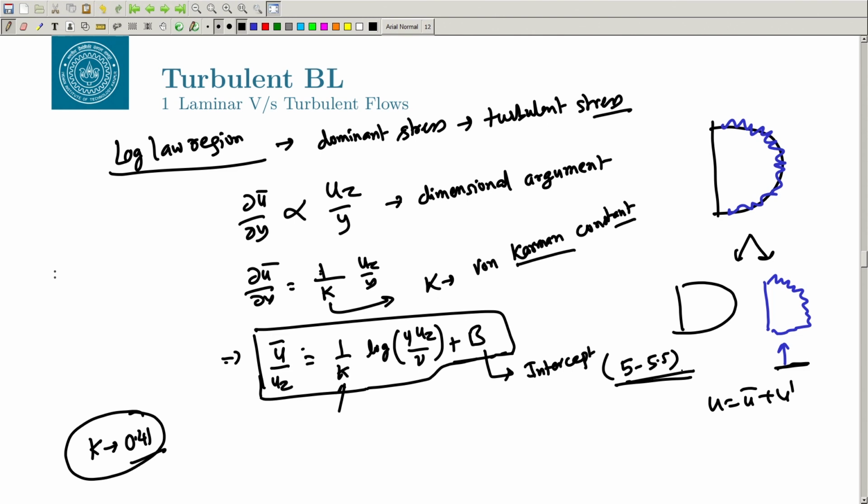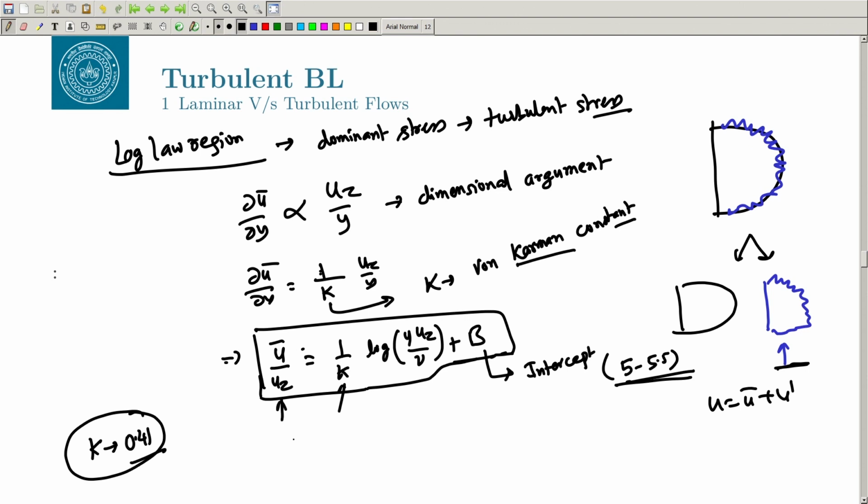However, recent studies show that, let us say, if your flow is relaminarizing, that means it is becoming laminar from turbulent, or even in some other situations, this Kármán constant may fluctuate slightly. Okay, but that is a different topic of discussion. As of now, we found a law of the wall, which is the log law.